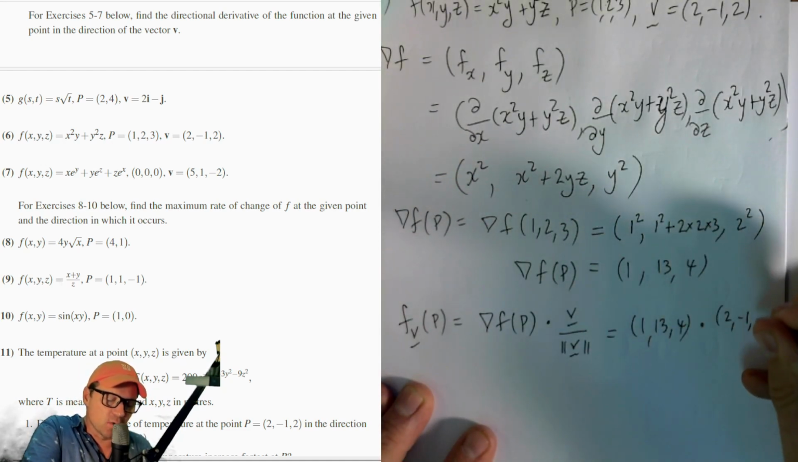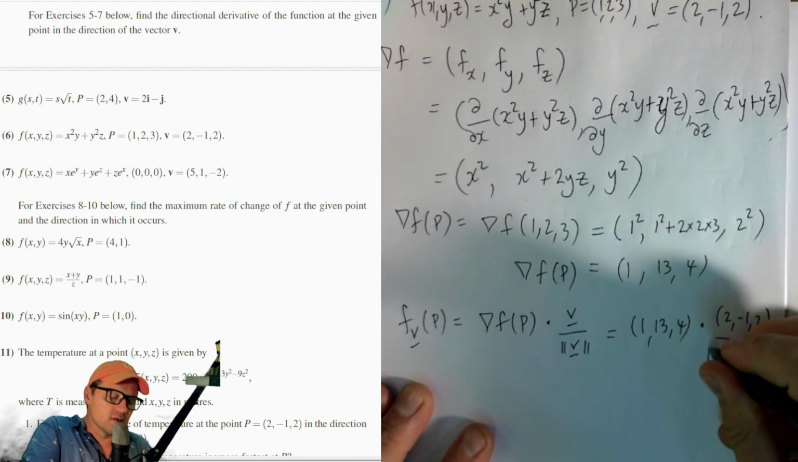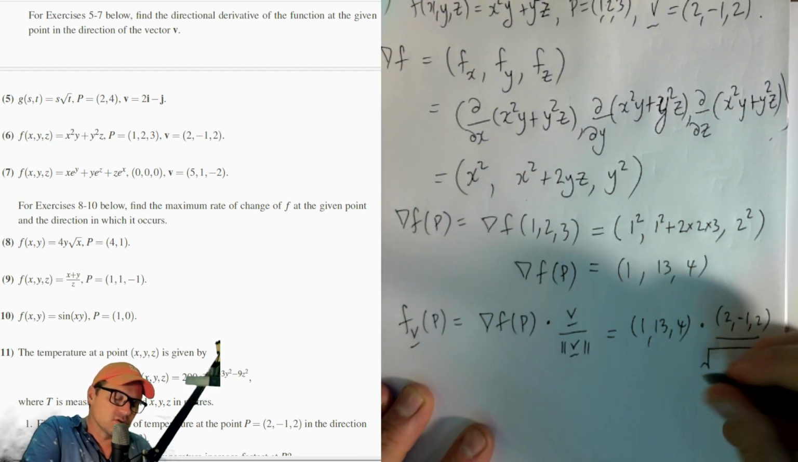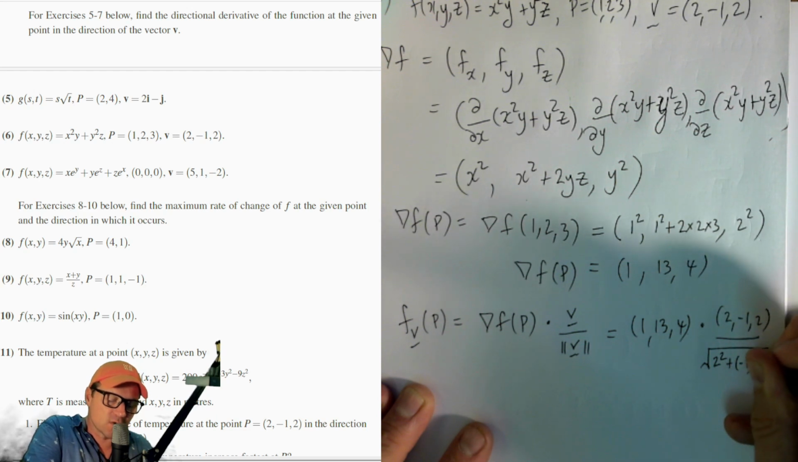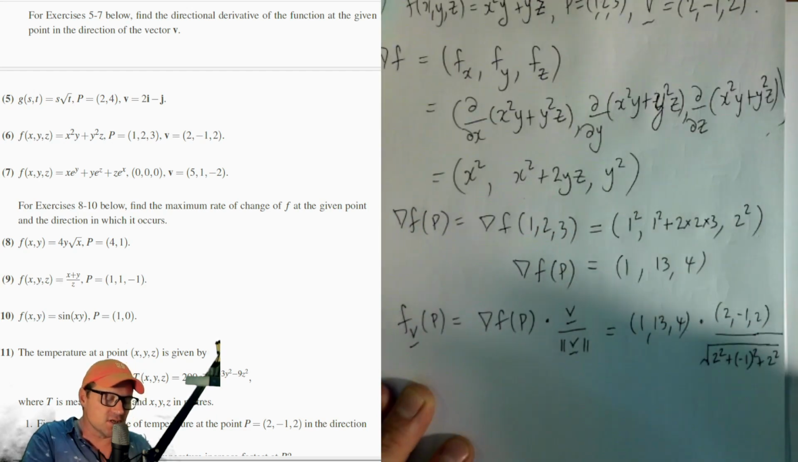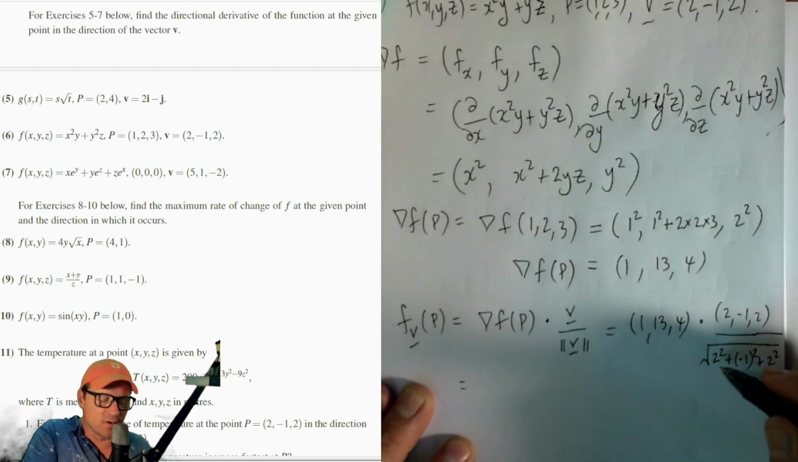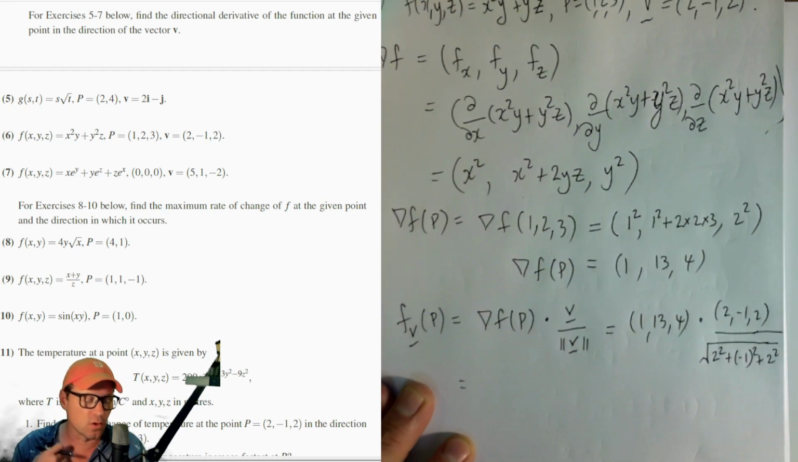Dot 2 minus 1, 2 over the norm of 2 minus 1, 2, which is the square root of 2 squared plus minus 1 squared plus 2 squared. So simplifying this, that norm there is the square root of 4 plus 1 plus 4, which is square root of 9.